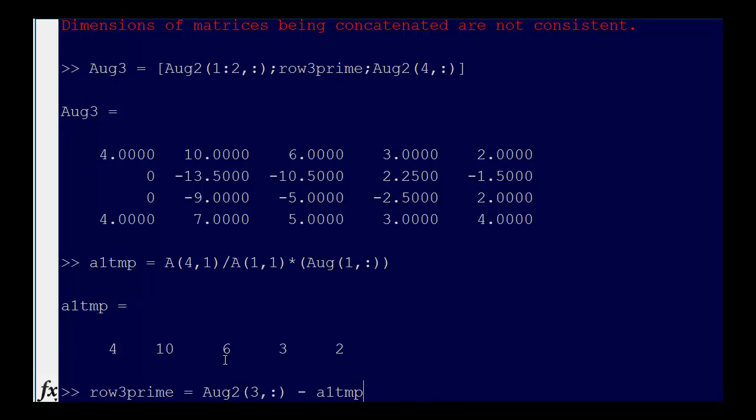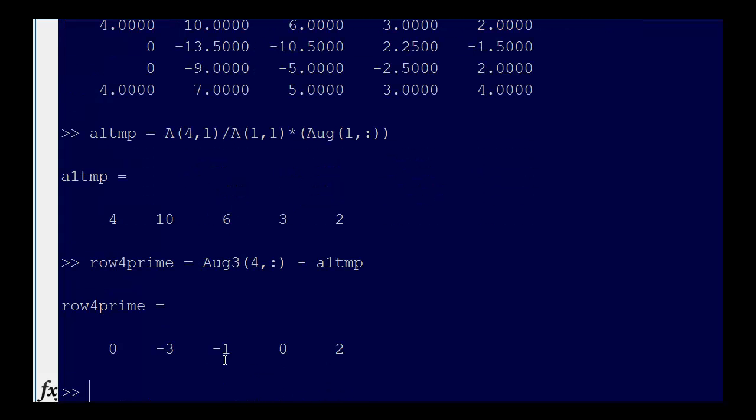And so then we're just going to go, instead of row 3 prime, we're going to have row 4 prime, and we're going to take aug3, take the fourth entry, and minus A1 temp. That's right. Oh, yep, zeroed it out just like we wanted to. Just on a roll here.